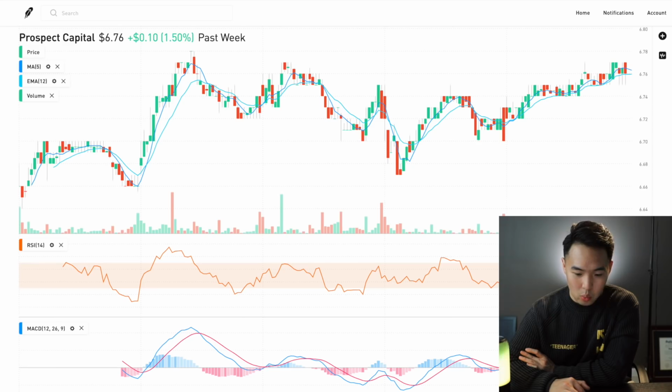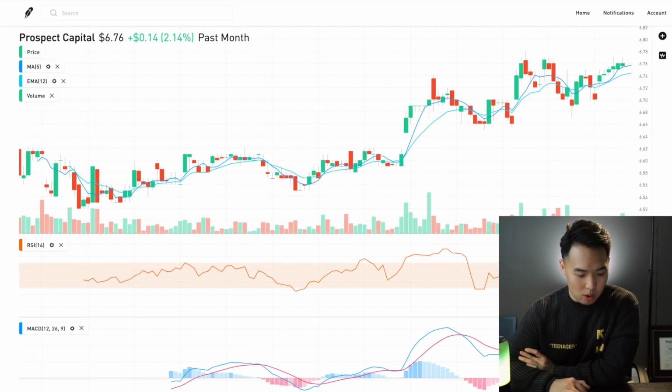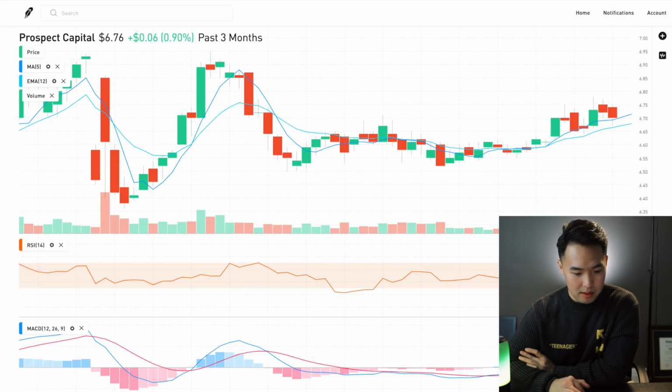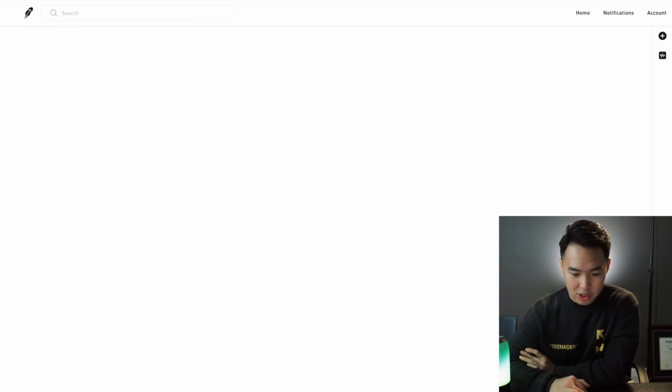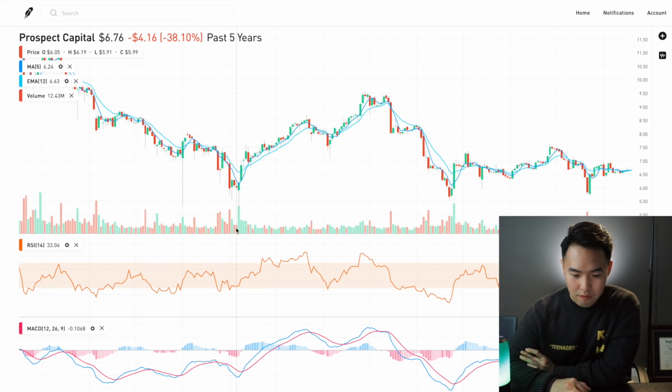And if we change it to the week, 1 month chart, 3 months chart, 1 year chart, and the 5-year chart, when you look at the 5-year chart, you can see how the trends are really happening at the time. Right now we're on a sideways trend when it comes to PSEC. So it is okay to start to accumulate right now, but who knows, over the long run you can't really tell.